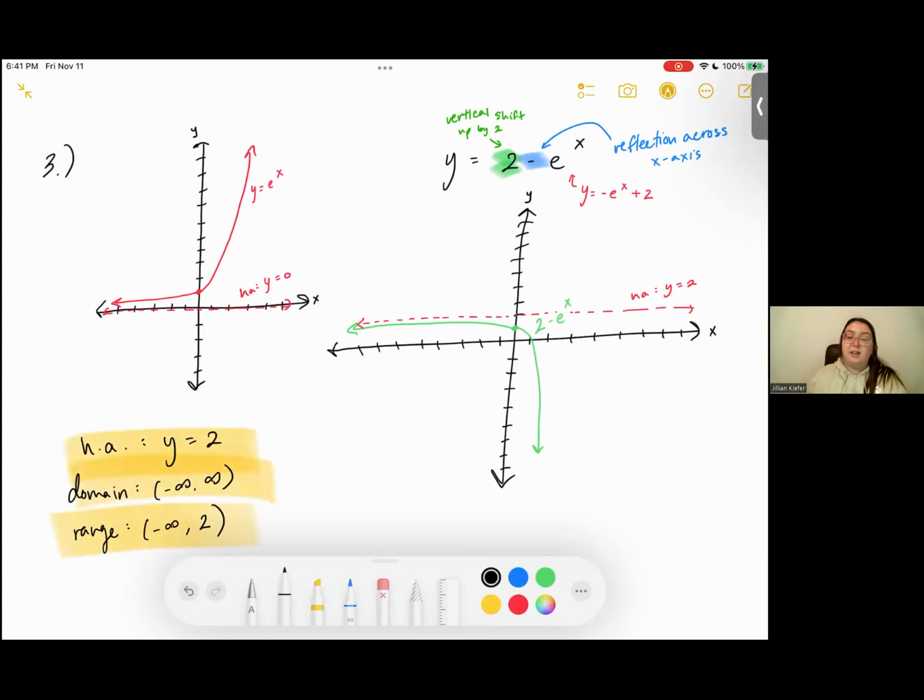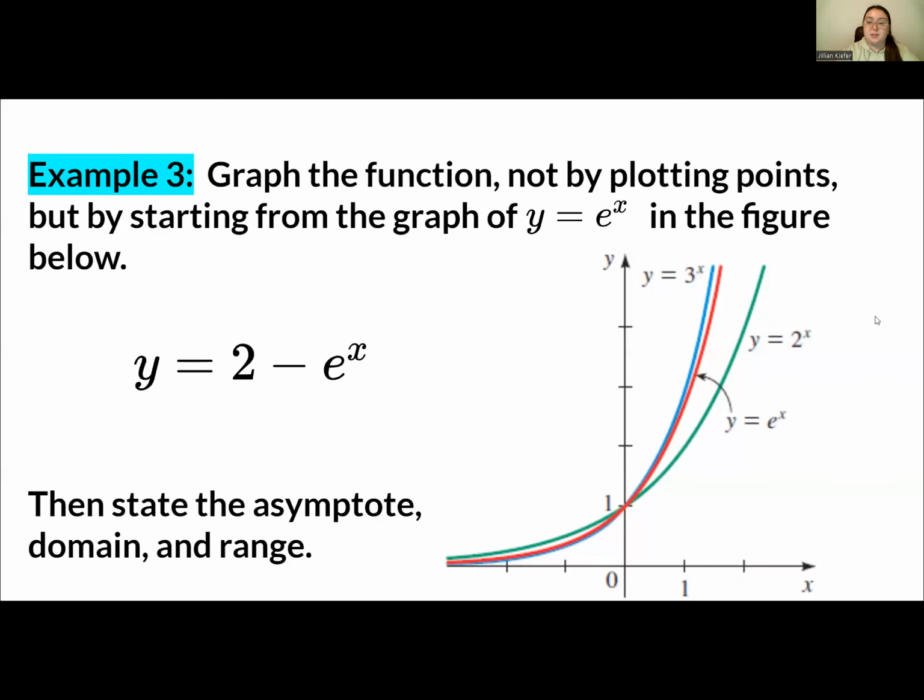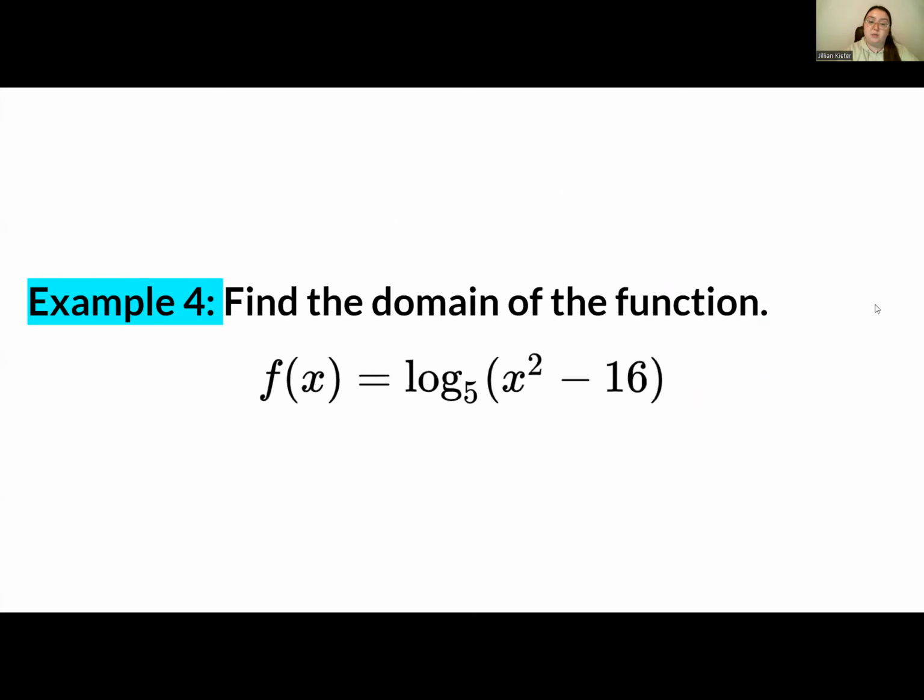All right, and there we have it. That's how we use our transformations for exponential functions to also find horizontal asymptote, domains, and range. So, all right, let's go ahead and go back over to our review slides. That was example 3 with using transformations. Now I have example 4. We're going to find the domain of the function f of x is equal to log base 5 of x squared minus 16. So, all right, let's go ahead and do this in our notes.